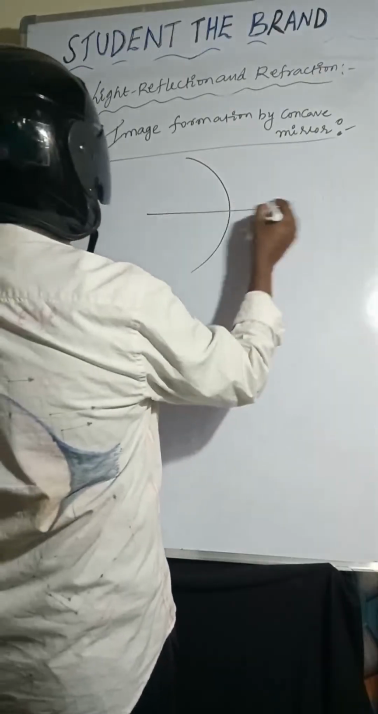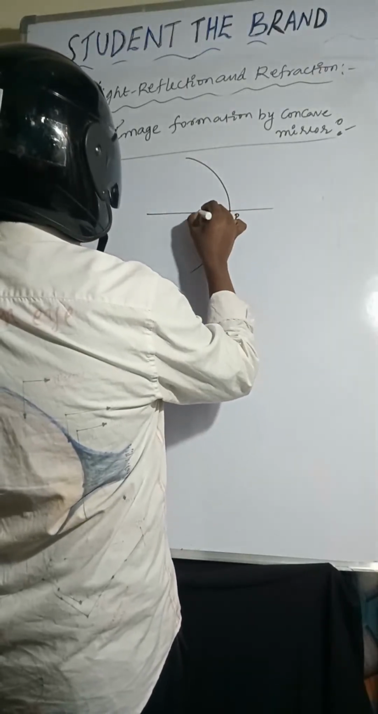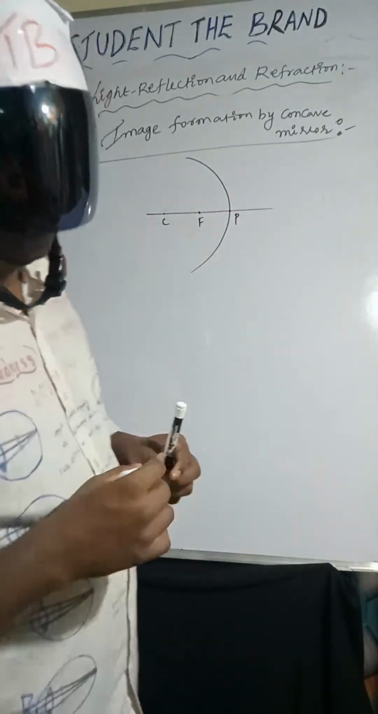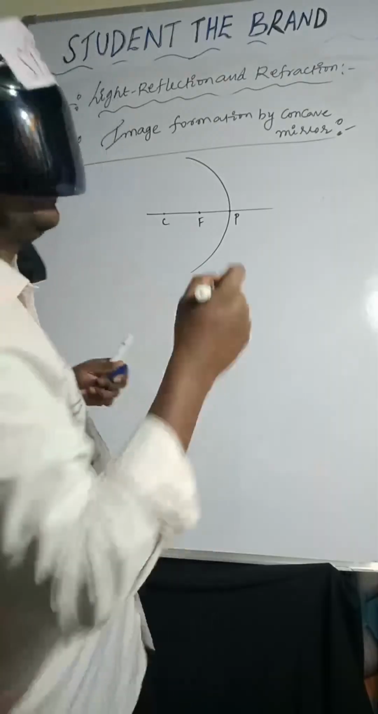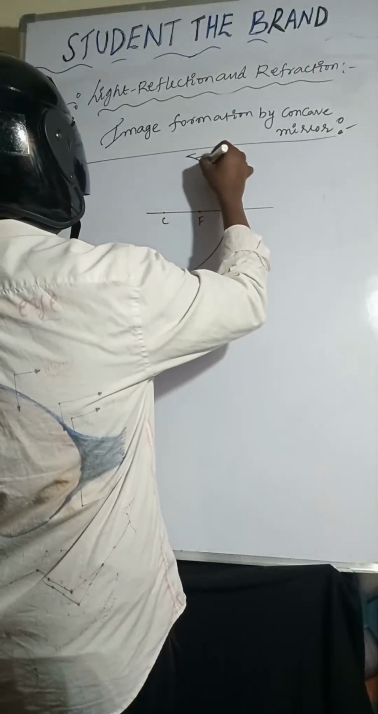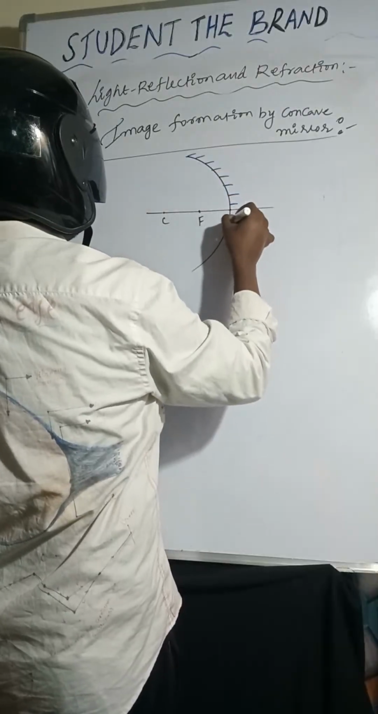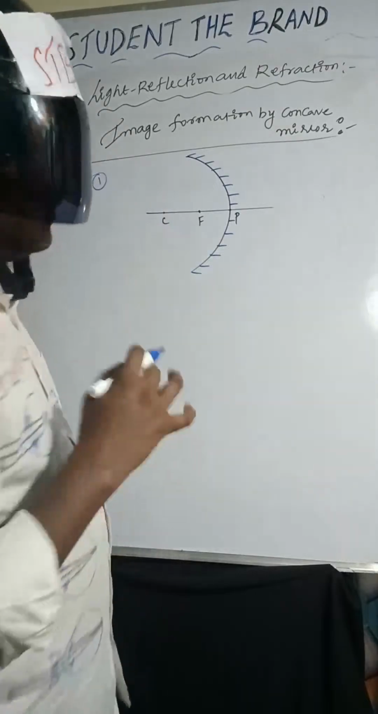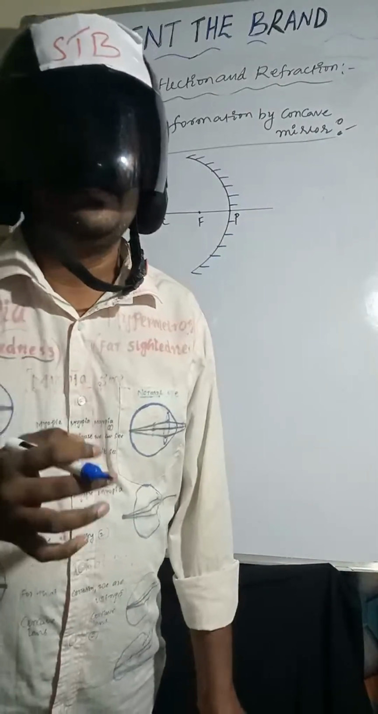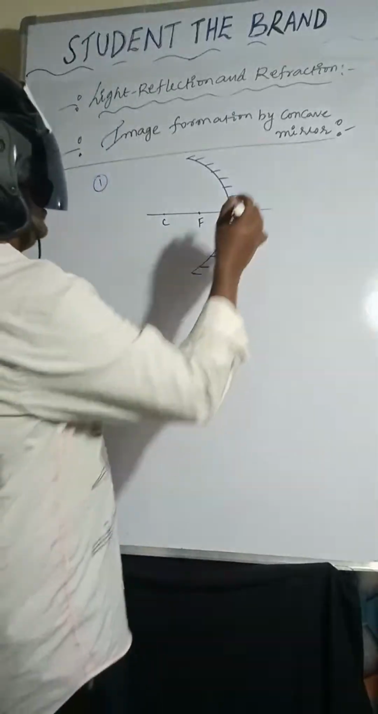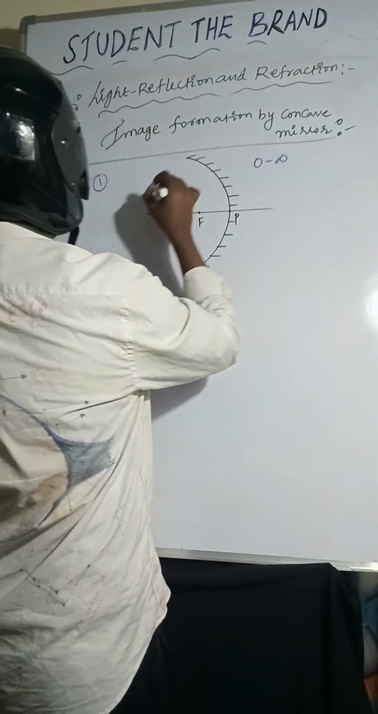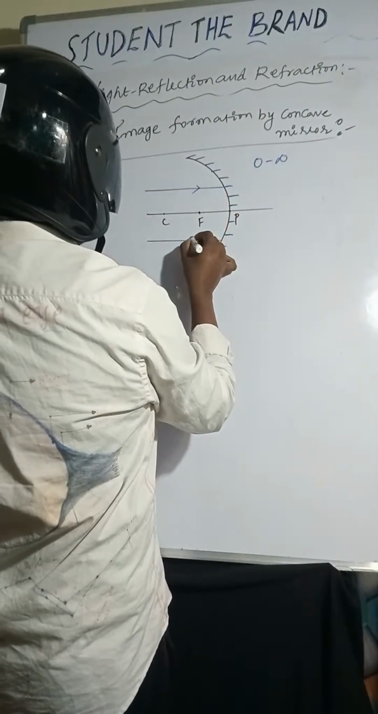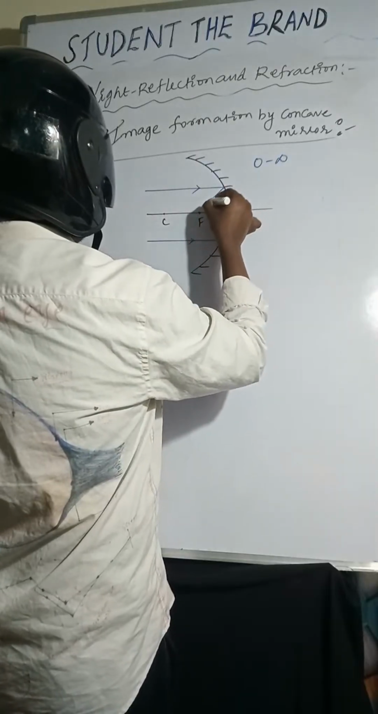So pole, focus, center of curvature. This is a concave mirror. First one: the object is placed at infinity. How many light rays are required to form the image of the object? Minimum 2 light rays. That's why I'm taking like this.